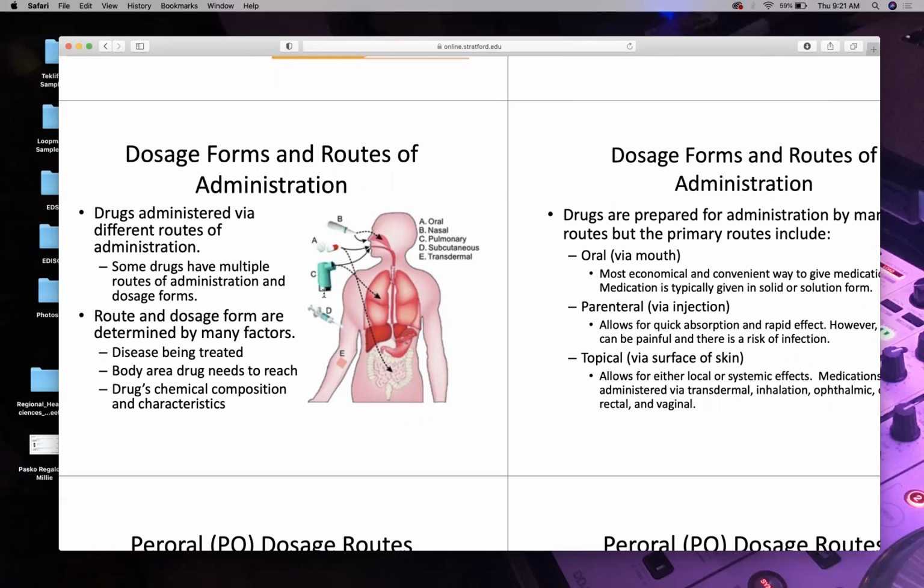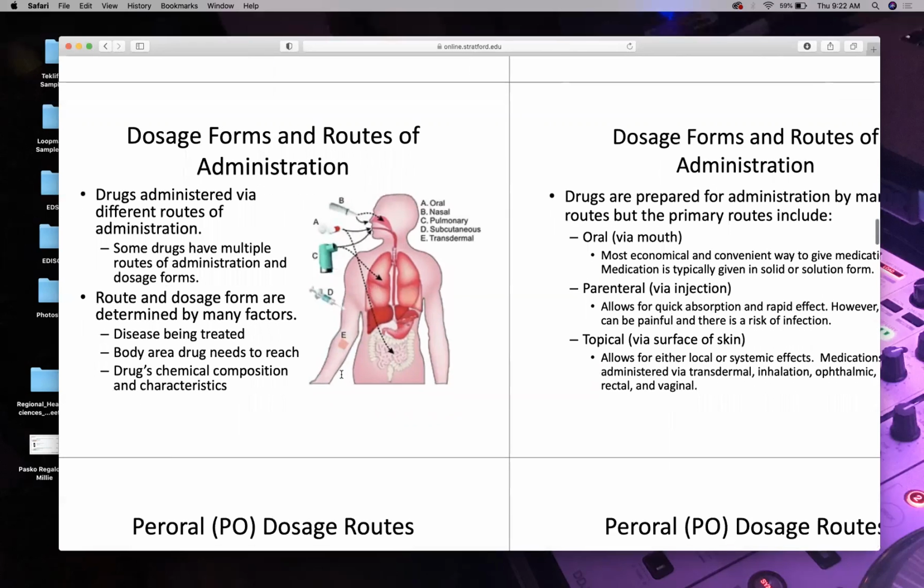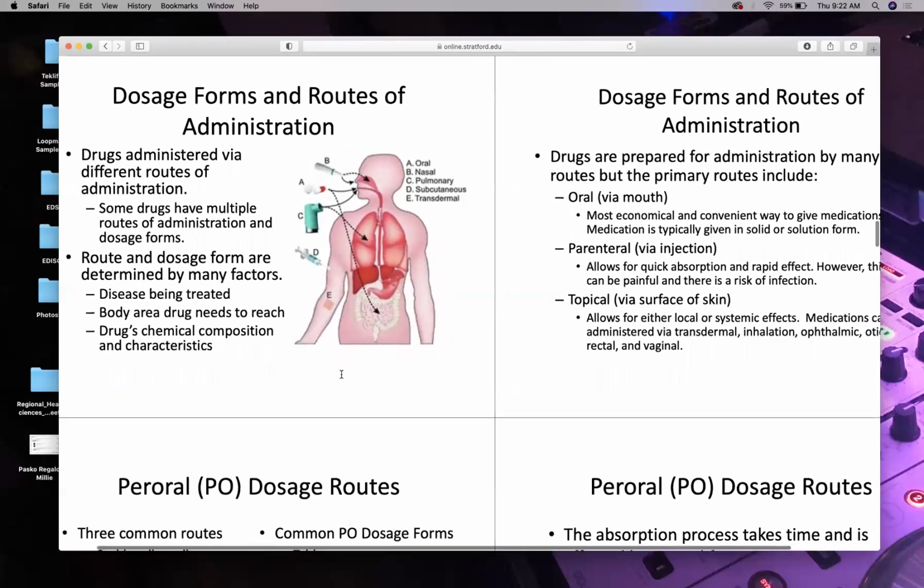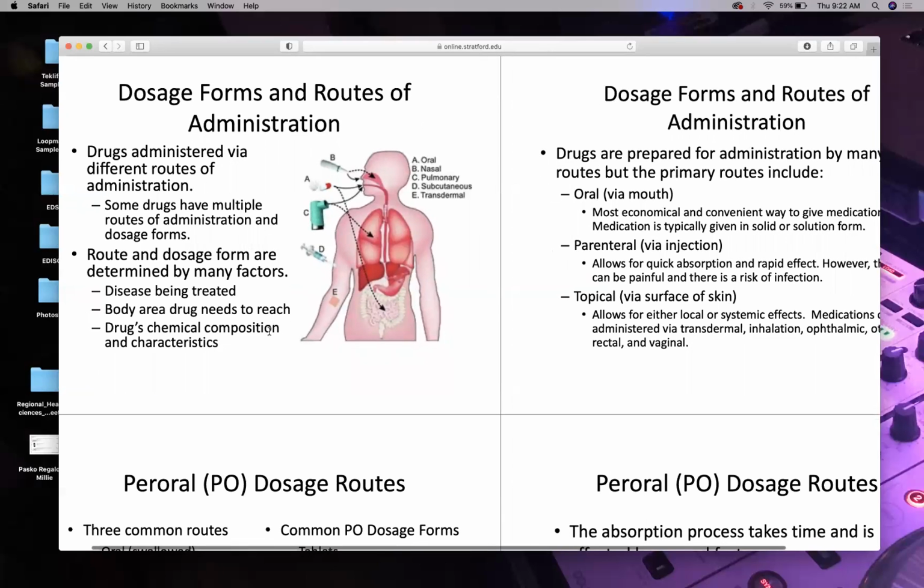And then C is pulmonary, right? You have this inhaler here. Subcutaneous, that's an injection, or transdermal, and that's a patch. And it has to go on certain parts of your skin, okay? So you got to know what these routes mean. So I could have a picture and do this, A, B, C, D, E, don't you think?